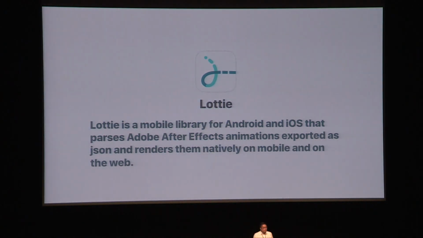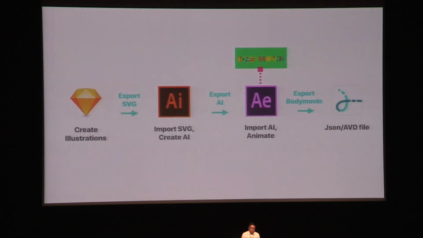It's definitely one of the best things that happened in this time. It's a mobile library for Android and also iOS that parses After Effects animations, and you can export it as JSON. What's good is that this JSON is really lightweight, and if you design it well, it's in a vector format, so you can scale it up or down without losing any quality. That's what we use for the loading animations.